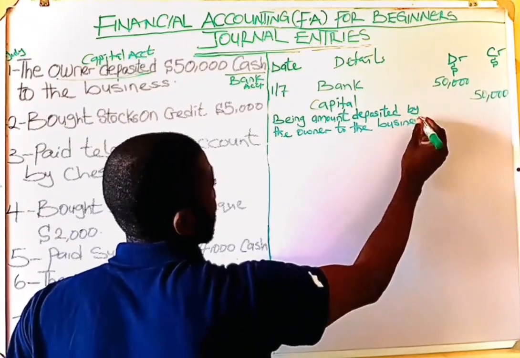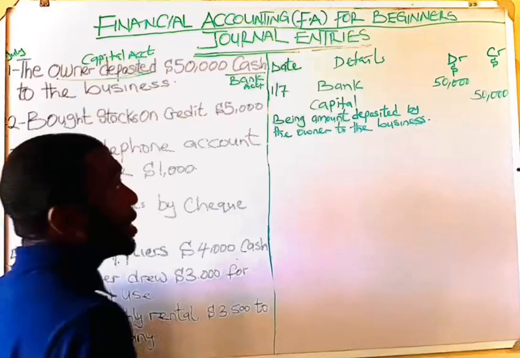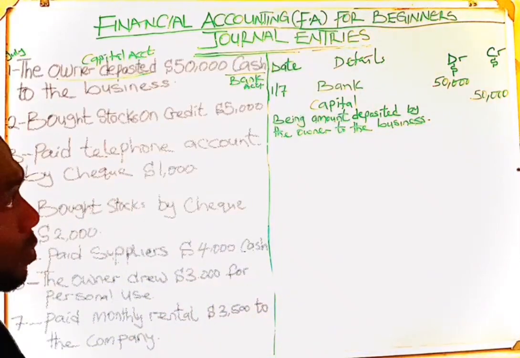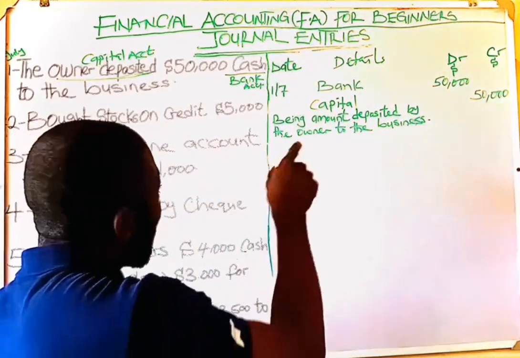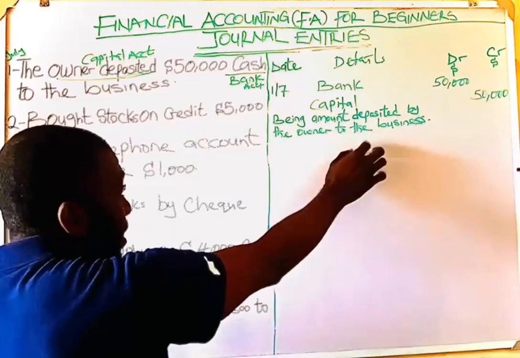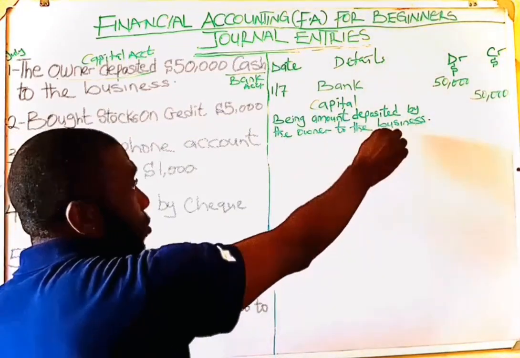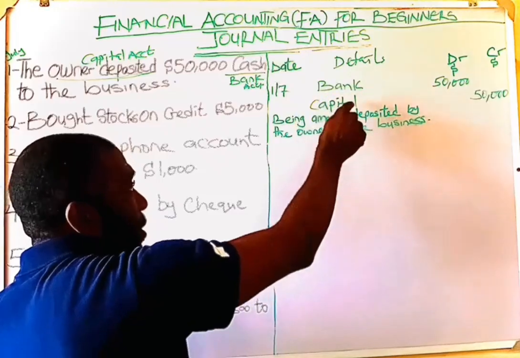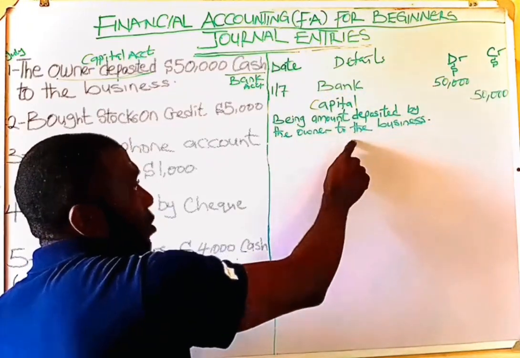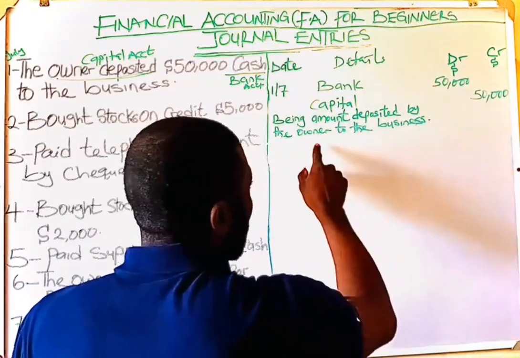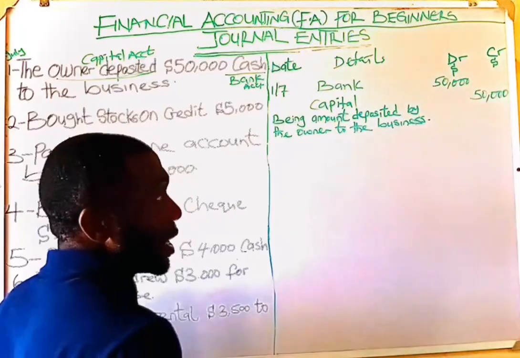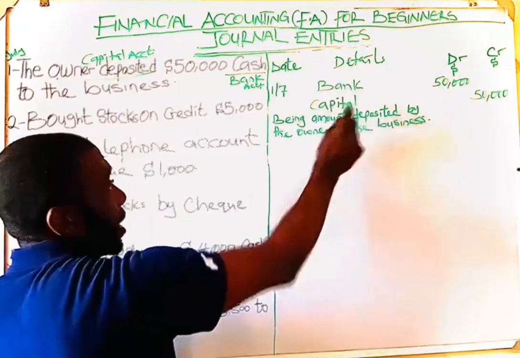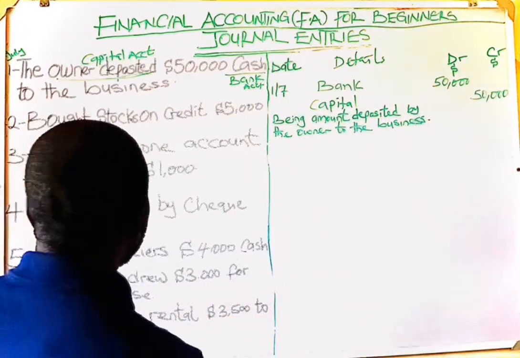To the business. So this is the narration. Your narration might not be like this, but it must capture something like this to show that something is being deposited, or an amount for the starting investment by the owner. Seeing this amount deposited by the owner means this is an investment. An investment is capital. So let's go to the second transaction.